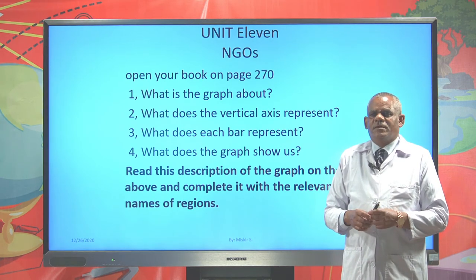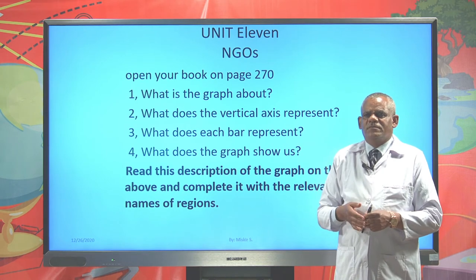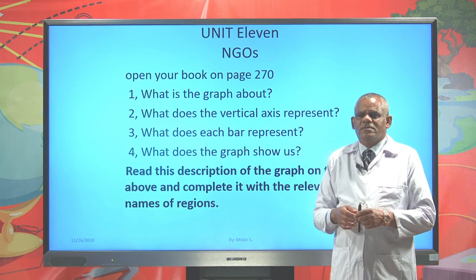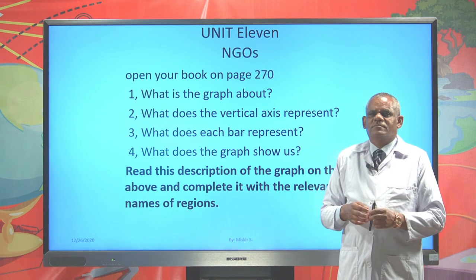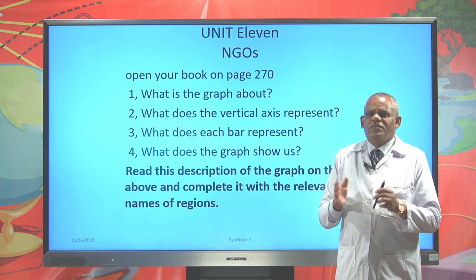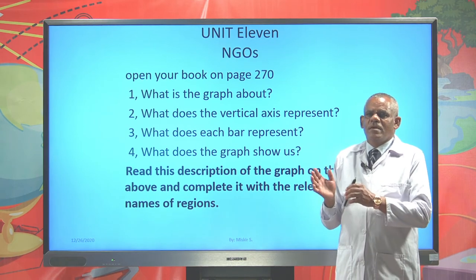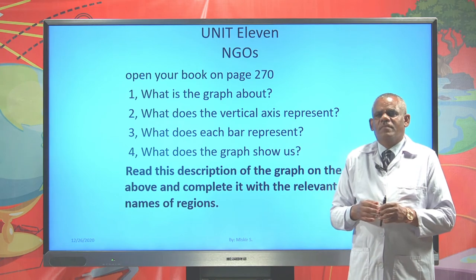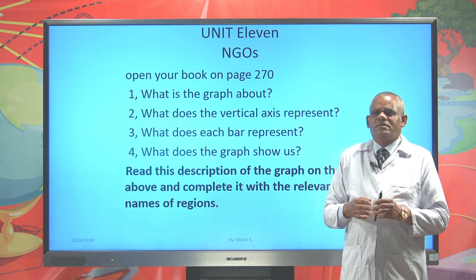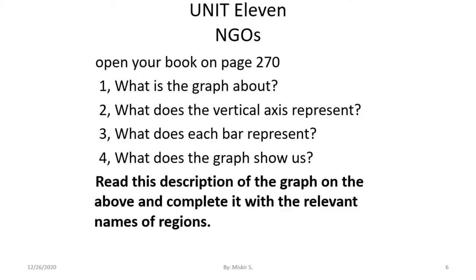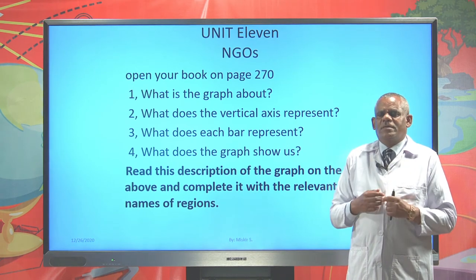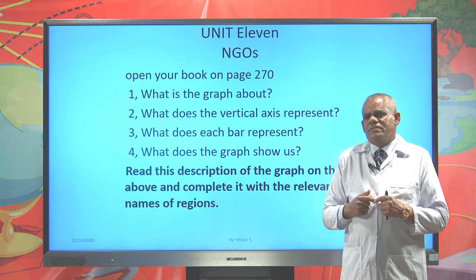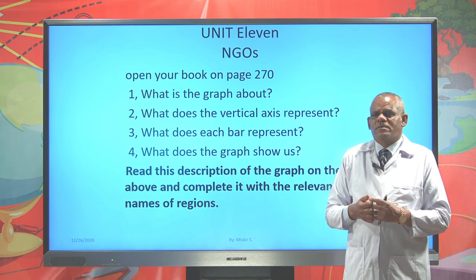What does the vertical axis represent? What does it mean, the vertical axis? In mathematics, you can say that is the y-axis, right? And similarly, what does each bar represent? If your graph consists of a bar graph, each bar has its own implication, its own meaning. What does it stand for? In what way do I understand the graph? What does the graph show us? All these things should come to your mind in order to understand what that graph is talking about.